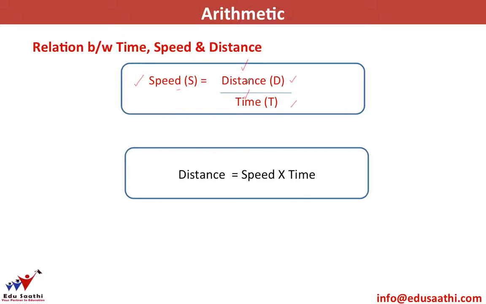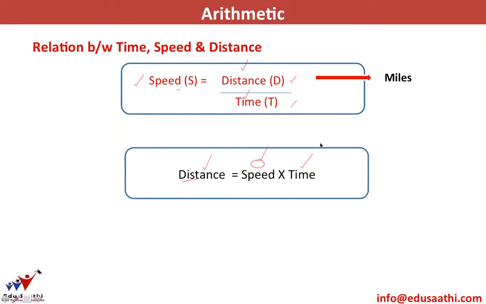So speed is distance traveled per unit time. That means in a unit time, how much distance can you travel? If I just cross multiply, I'll be able to get the formula for distance. Now, distance traveled is speed times time. If I know the speed, that means how much distance I can travel per unit time, times time would give me the total distance that I have traveled.